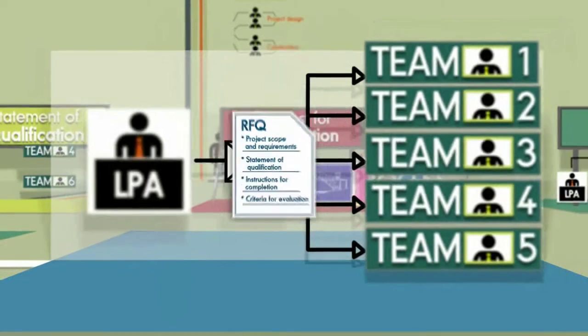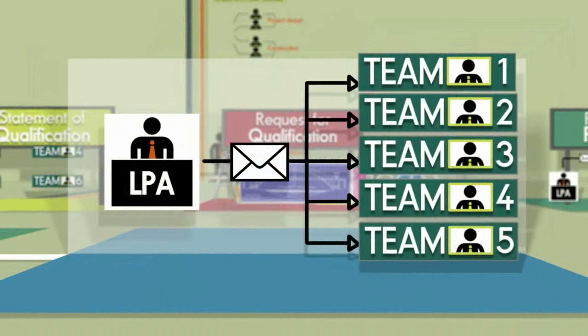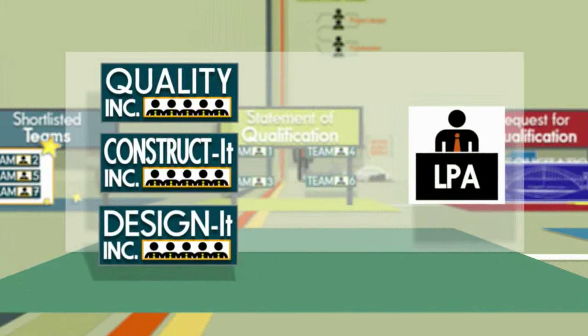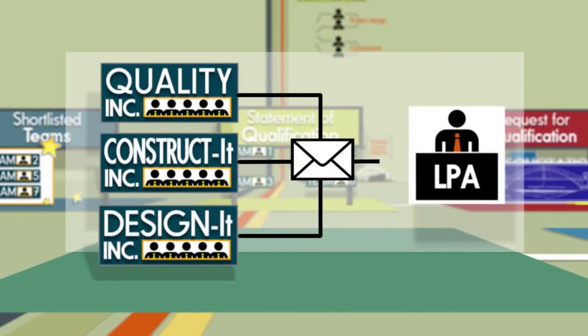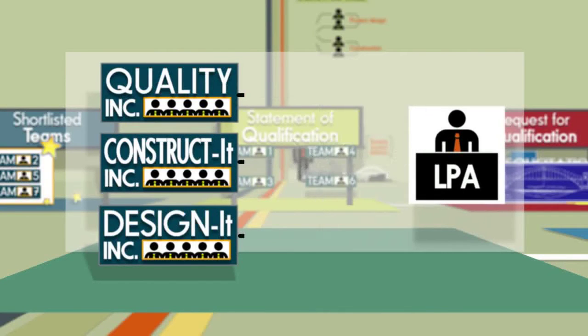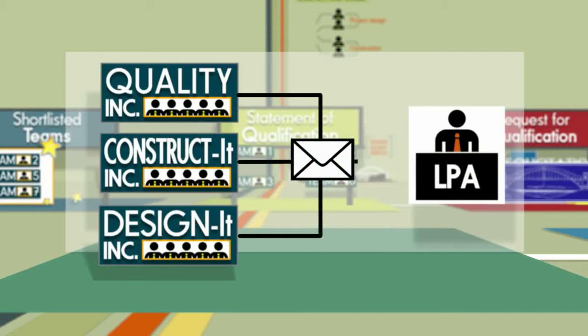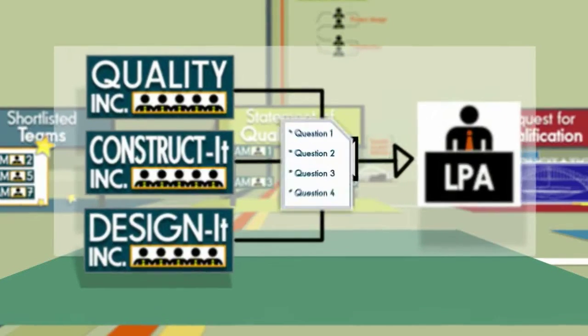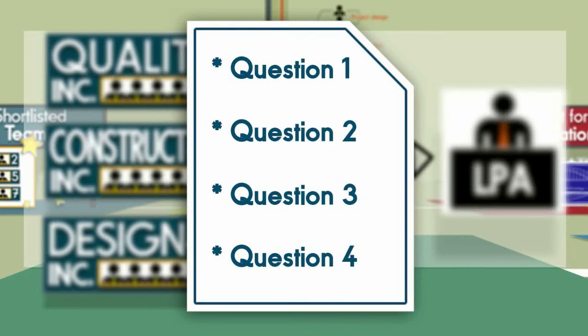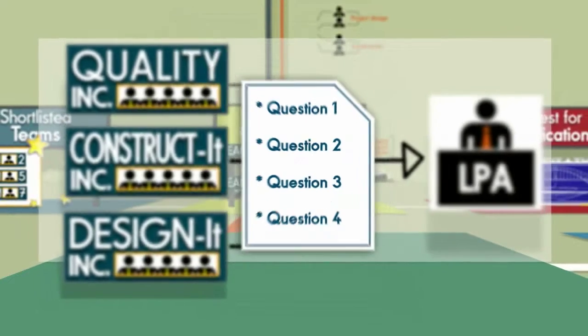It is usually at this stage that companies form legal partnerships and develop project-specific design-build teams. In our scenario, Quality Incorporated, Construct It Incorporated, and Design It Incorporated respond to the RFQ by submitting their completed statement of qualifications. They also ask questions of the LPA for clarification. As interested teams, they are allowed to inquire about project details such as scope, output, or quantity of product, and the LPA's receptiveness to innovative ideas.